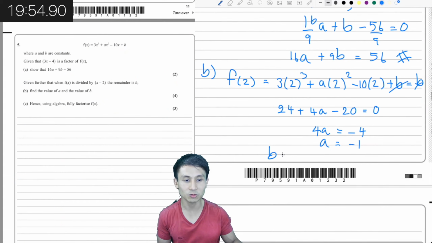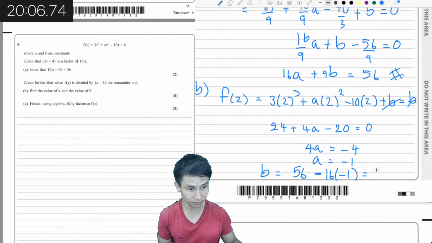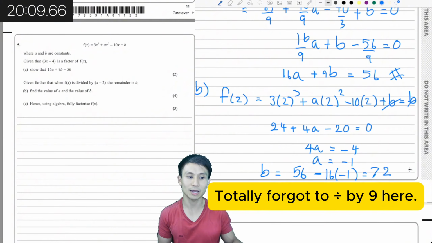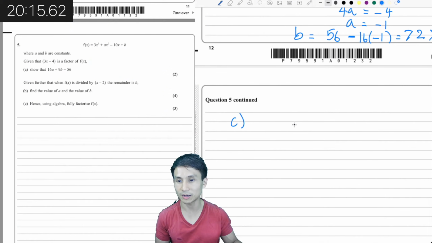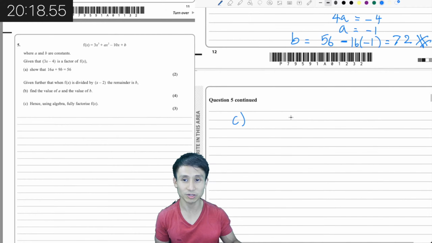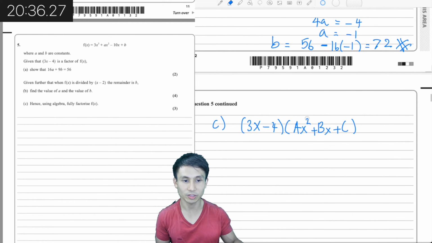All right. So if a is minus 1, b would be found by substituting back into this equation. So it's 56 minus 16a over 9, but a is minus 1. So that would be 72 over 9, for that. Okay. C, now we want to fully factorize f(x) using algebra. Okay. So we know first that it is cubic and this one is a factor. I'm just going to do that. And then let's do ax squared plus bx plus c equals the original.